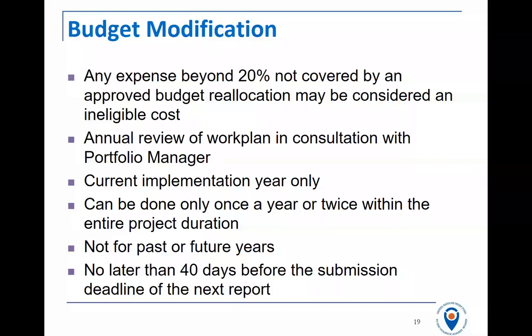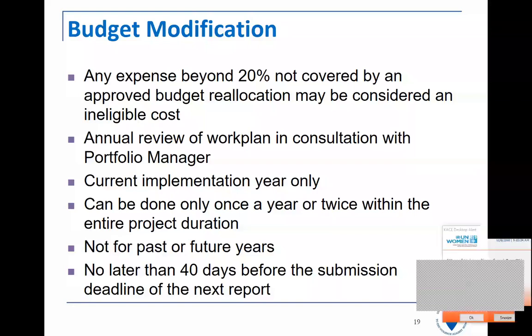The grantee will not be allowed to reallocate budget for past or future years. So if you'd like to reallocate budget for a future year, you would need to raise a new project modification request at the beginning of that implementation year. And as per the off-cycle, you can only ask for project modifications no later than 40 days before the submission of a report that is due. So if you were 40 days before the next progress or annual report was due, we would ask you to wait until that report to do the budget modification.